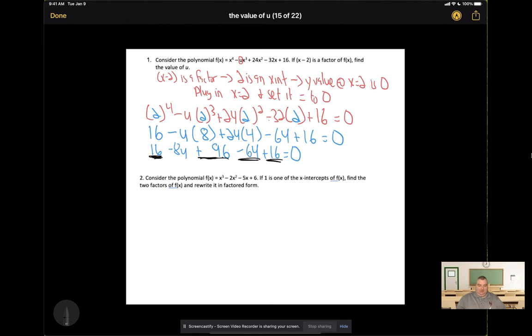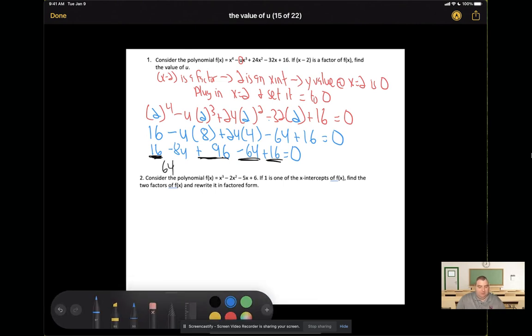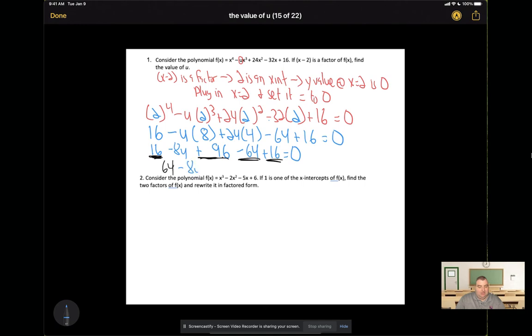So I have 16 plus 96 plus negative 64 plus 16. If I combine all of those things that I just underlined in black, I get 64. So if I put everything together, I have 64 minus 8u equals 0. That is an equation that I should be able to solve.